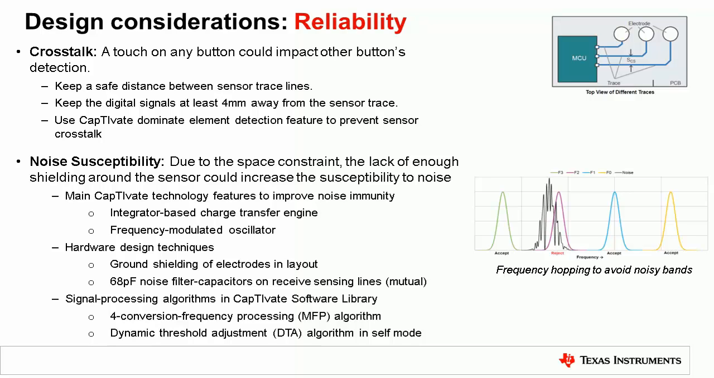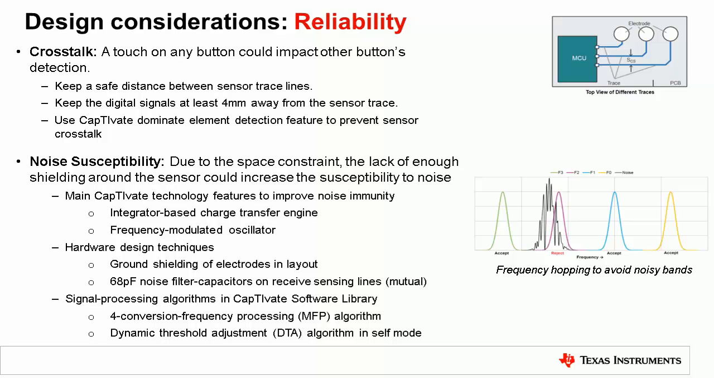So on the flip side of increasing sensitivity, how do you prevent false detection of touch when an adjacent button is touched, for example? The best way is to keep a safe distance between the sensors and between the sensors and sensor traces by mechanical construction. The Captivate software library also provides a way to help with this. There's a concept of dominant button identification, which provides some level of nearby button rejection.